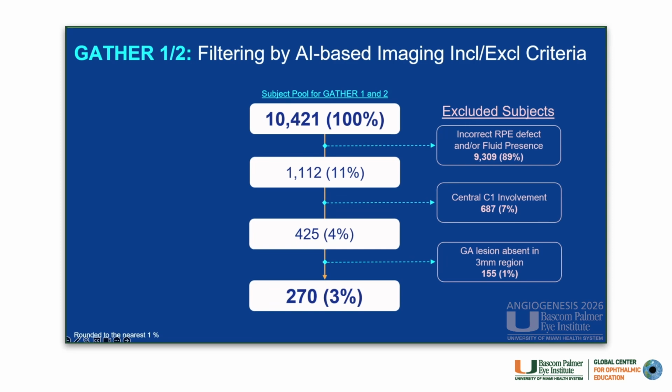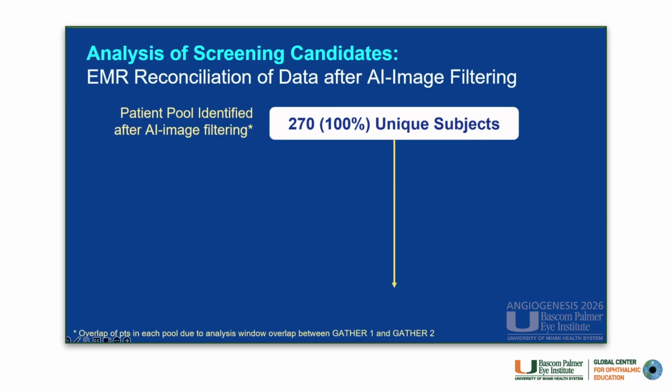This left us 270 patients meeting GA lesion criteria by imaging following AI-based imaging analysis first. We then analyzed the patients based on EMR reconciliation. In the G1 and G2 enrollment periods, we had 270 unique patients found after AI-based imaging filtration.